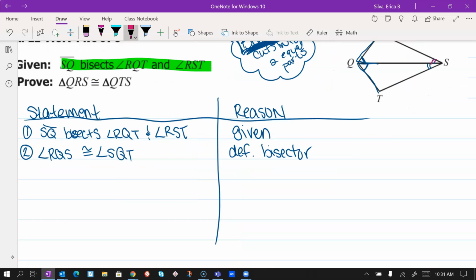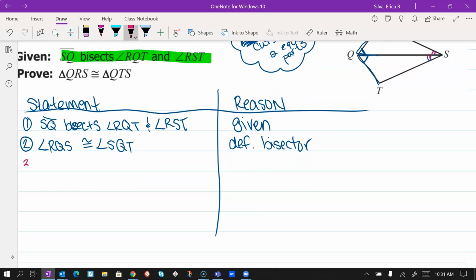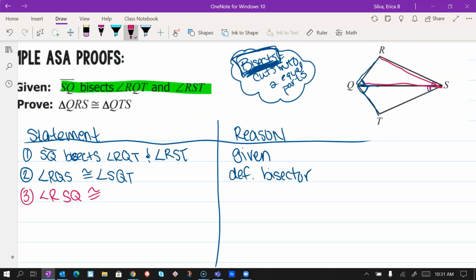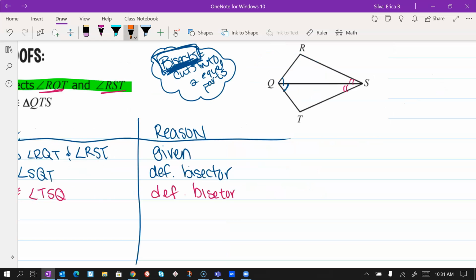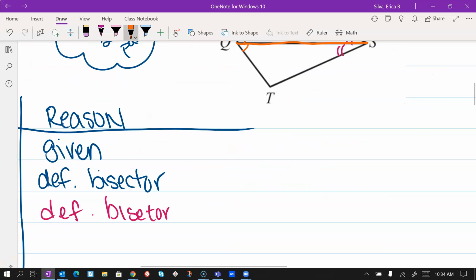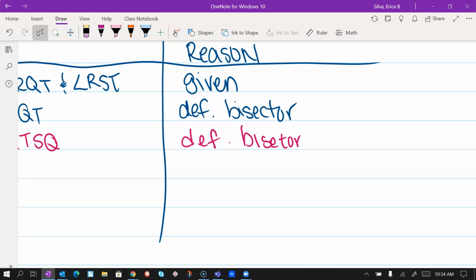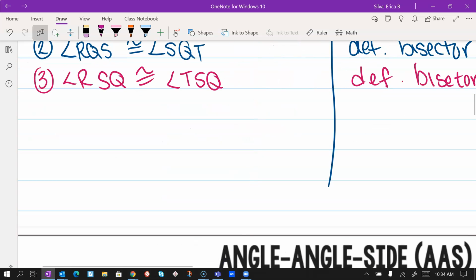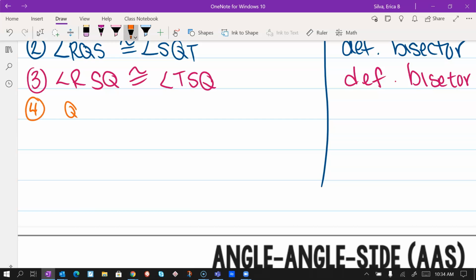And now if we look at these two angles, we can say that angle RSQ, this is RSQ, is congruent to angle TSQ. Again, because of the definition of bisector. Because notice how it's bisecting these two bigger angles. What other information do we know about this triangle? Can we say that QS is congruent to QS? Yes, of course. So on this one, QS is congruent to segment QS.